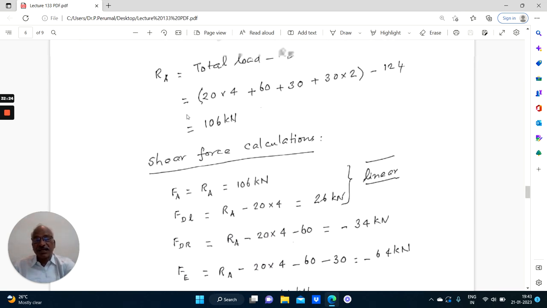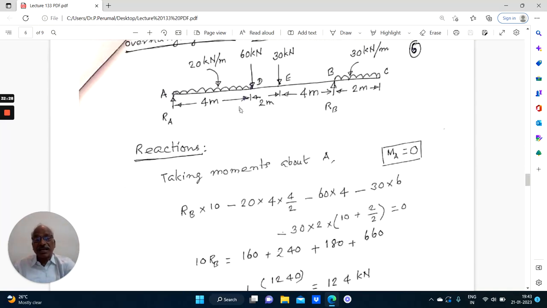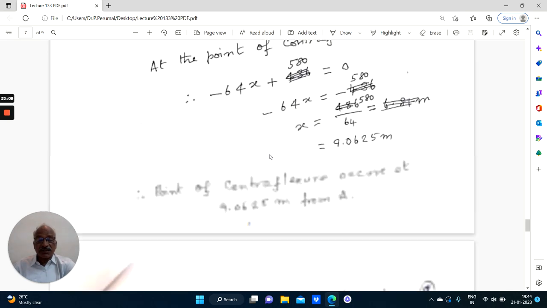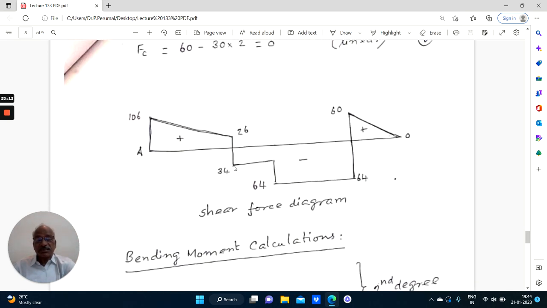FD just to the right and FE just to the left will be the same because there is no load between them, already you accounted 60. There is no load between D and E. So the shear force just to the right of D and the shear force just to the left of E will be the same. It will be a horizontal line only. Only at this point there will be a change. If you have any confusion in this, you have to find out Fx, and that will be independent of x, you can understand. Right. So here the shear force diagram is minus 34 already.